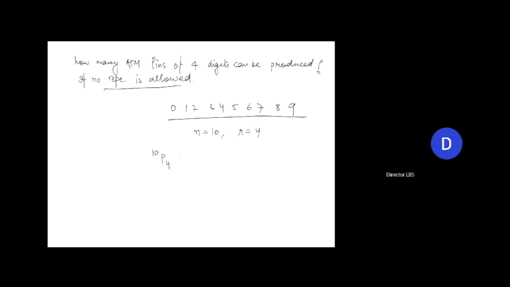10P4. I know that order matters because the moment the order changes, the pin will also change. So the answer would be 10P4, and that will be solved as 10 factorial divided by (10 minus 4) factorial, right? That is how it is going to be solved. Now how exactly is this going to be solved? 10 minus 4 is 6 factorial, so 10, 9, 8, 7, and then I will stop at 6 factorial. Now I'm going to cancel it out. How much is the answer now?